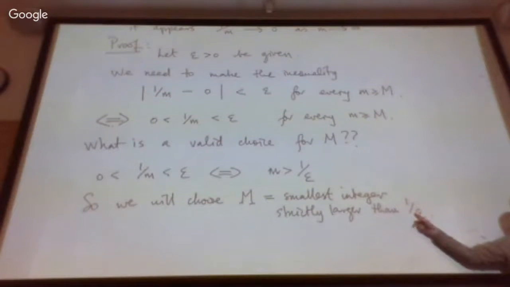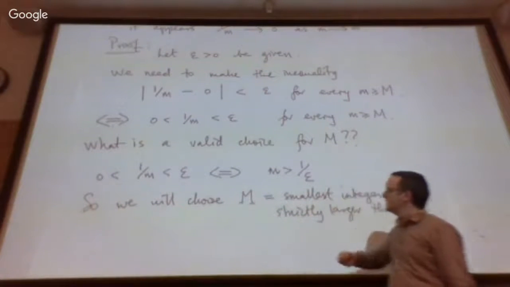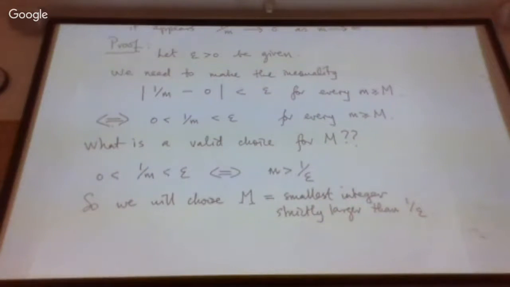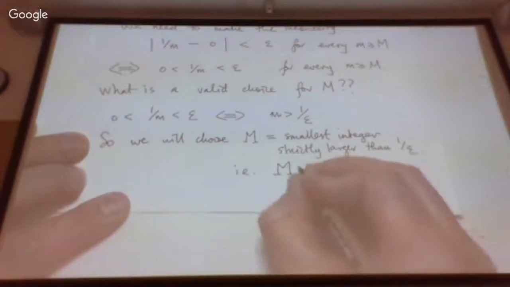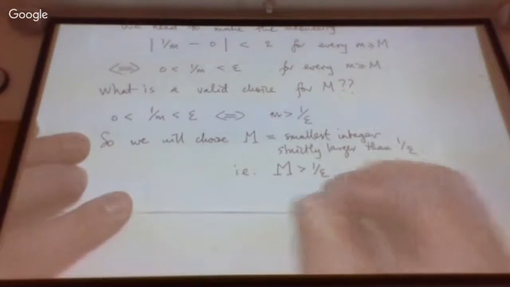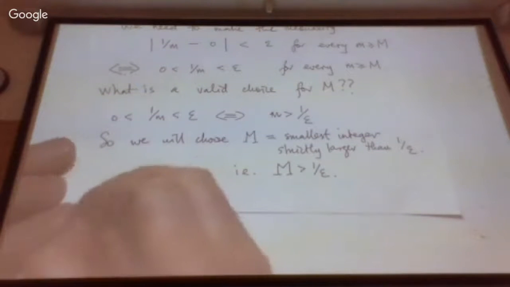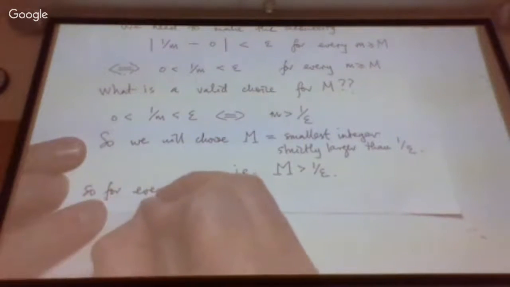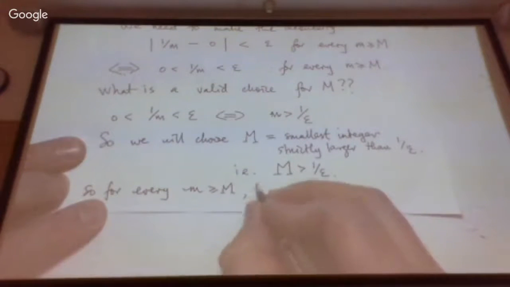Now, typically, if epsilon is a tiny quantity, close to 0, 1 over epsilon is going to be a large quantity. But there will be a smallest integer that is larger than this quantity. If capital M is that point, i.e., capital M is satisfying this quantity, strictly greater than 1 over epsilon, then for every value of the index little m which is larger than or equal to capital M, the inequality holds.